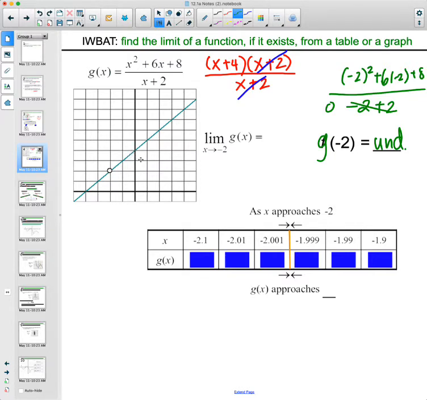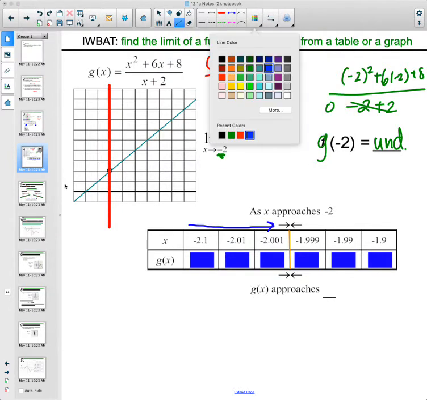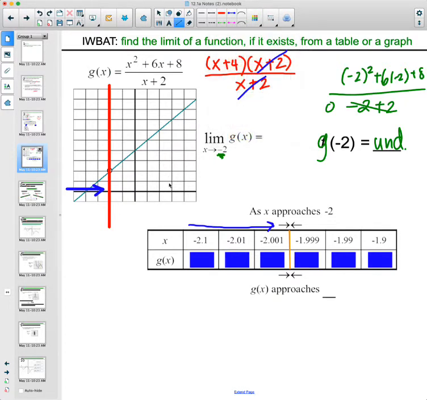Now, when we look at the limit, though, the limit has nothing to do with whether the function is defined or not. The limit is what is the function doing around this value, right below it and right above it. So again, we're going to plug in numbers that are just below -2 to be checking out this left side. So as we come at -2 from the left, what is happening? And here's -2. So as we come at -2 from the left, so numbers just below -2, what's happening to our function? And then as we come at -2 from the right, what is happening?